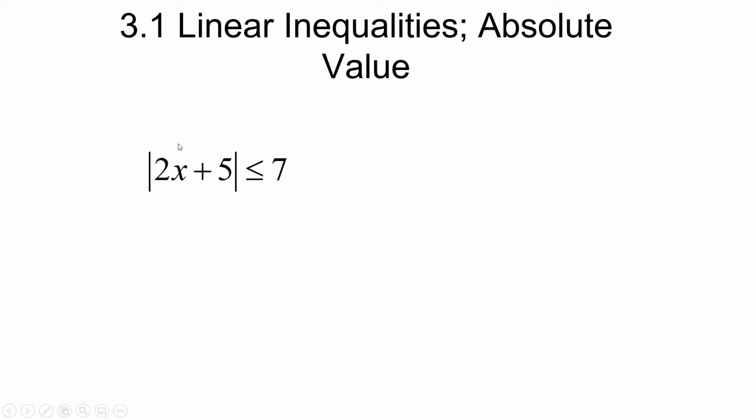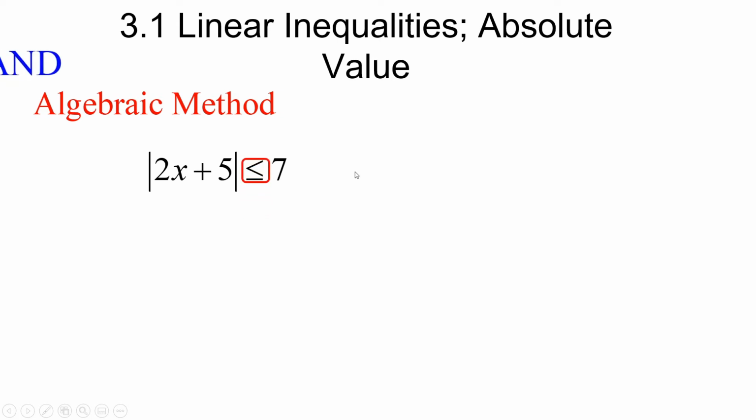First time we'll do it with the algebraic method. All right, and let's see if we can do it without our little cheat sheet down here. So if the absolute value of 2x plus 5 is less than or equal to 7, that means I'm going to have an and statement.